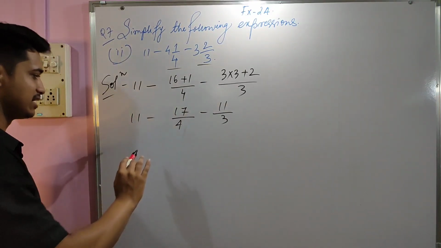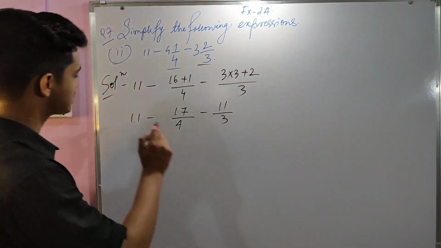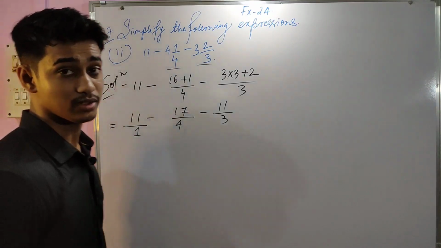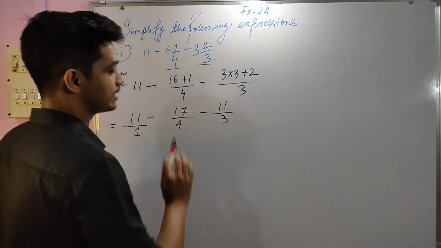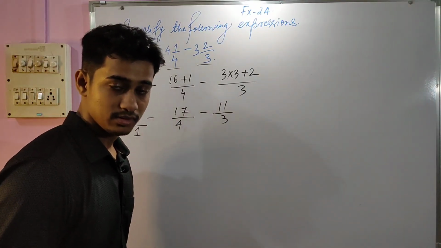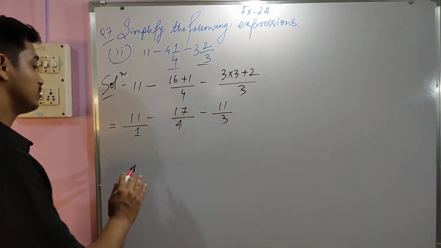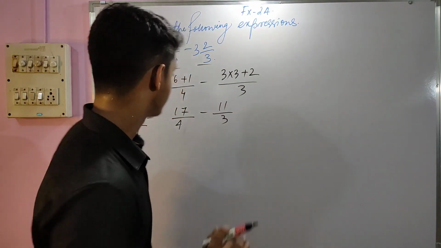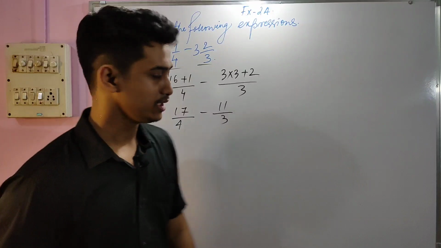Now when one number is alone, let's say 11 is there and we have to convert this 11 into a fraction. What we have to do? We just simply write 11 by 1. So what are the denominators? 1, 4 and 3. Now see, 1 is not a composite number. What type of number? That is a natural number, let's say. 1, 4 and 3. So what is the LCM of 1, 4 and 3?